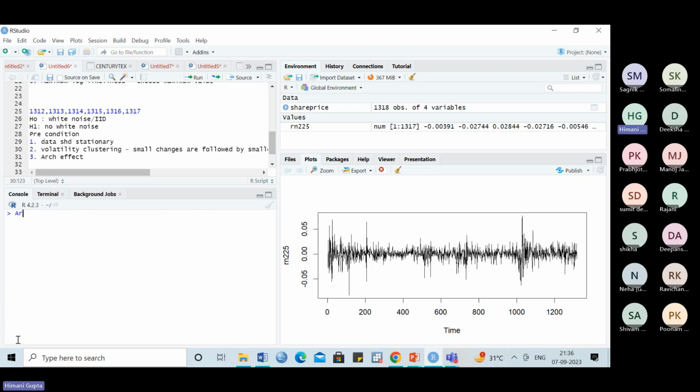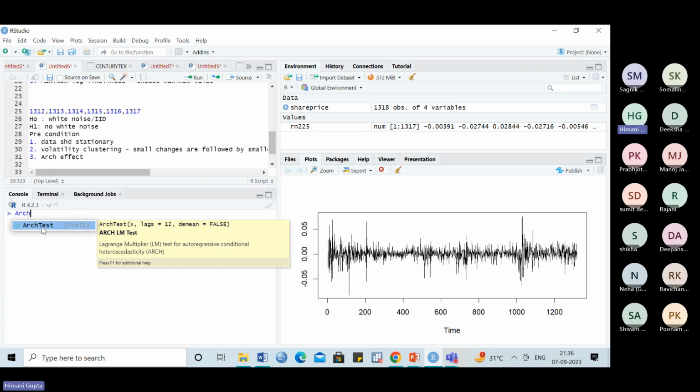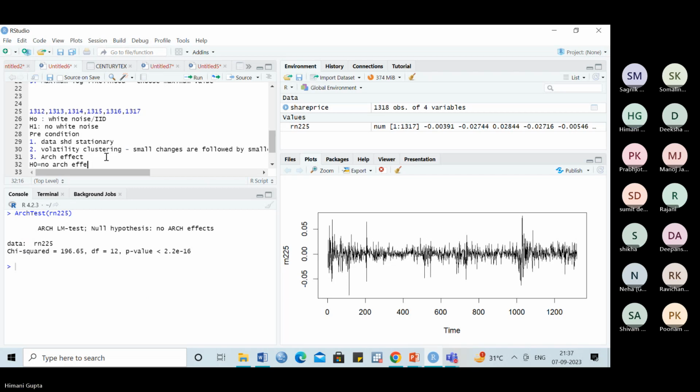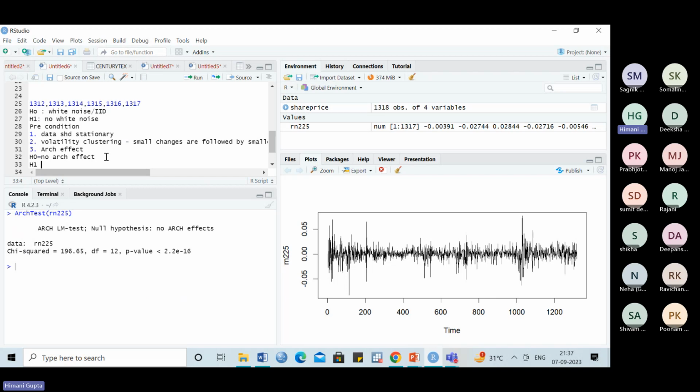Now the ARCH effect, ARCH test. Yes, ArchTest is the command under FinTS. So ArchTest RN225. Now in the ARCH test, you can see it is written over here that the null hypothesis says there is no ARCH effect. So H0 means no ARCH effect and H1 means the ARCH effect is there.